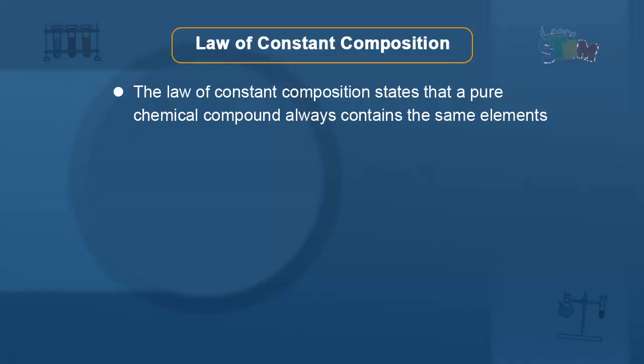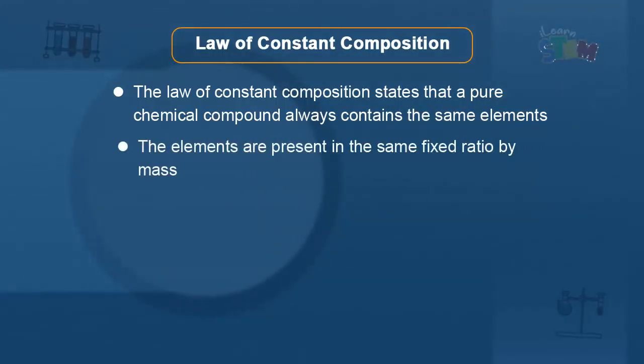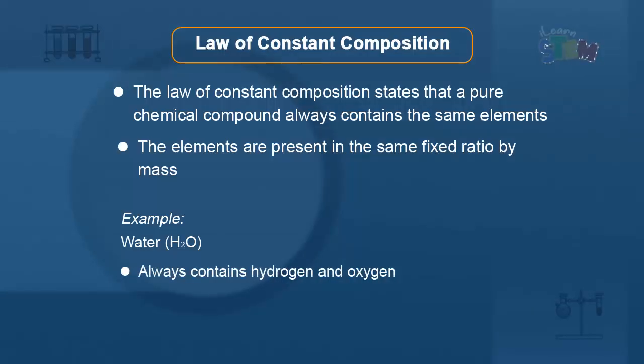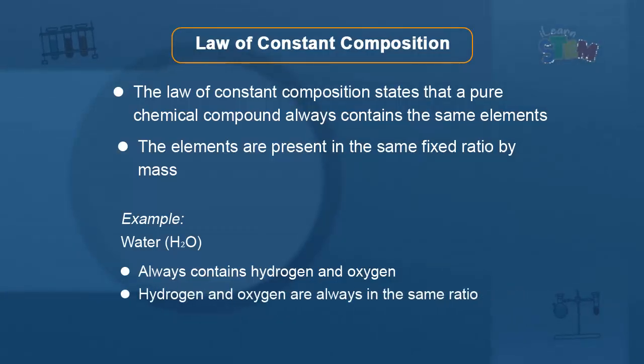The law of constant composition states that a pure chemical compound always contains the same elements combined in the same fixed ratio by mass, no matter where the compound is found or how it is prepared. For example, water is always made up of hydrogen and oxygen. Whether the water comes from rain, a river, or the laboratory, the ratio of hydrogen to oxygen is always the same. This proves the law of constant composition.